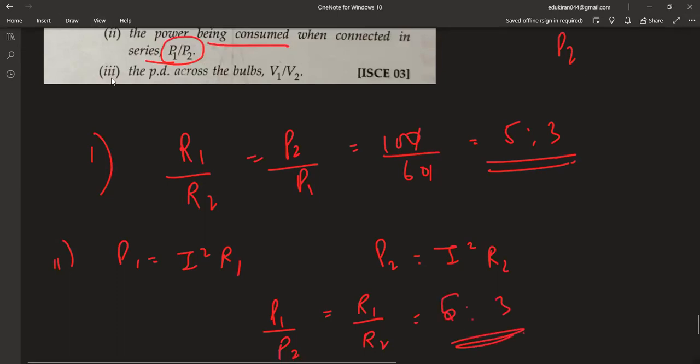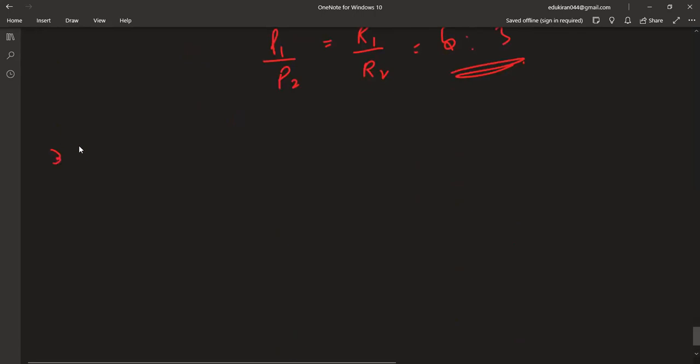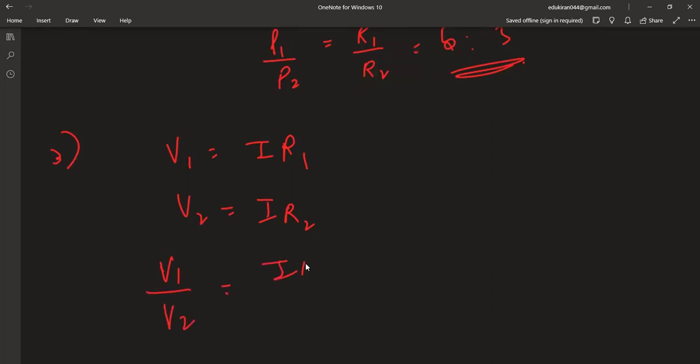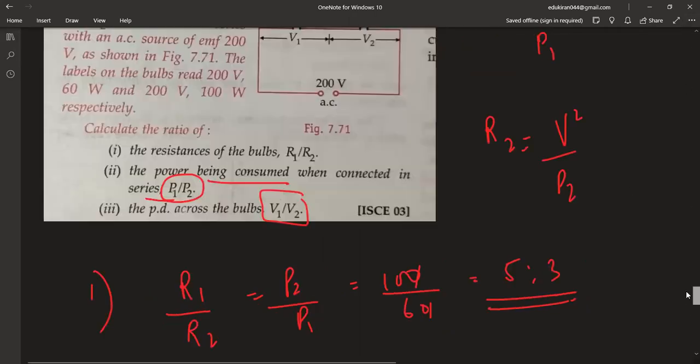Last one says potential difference across the bulb, that is V1 by V2. You have to calculate. See, third part will be voltage, apply Ohm's law, V1 is equal to I R1, V2 is equal to I R2, right? So when you take the ratio V1 by V2, this becomes I R1 by I R2. I cancels. This is equal to R1 by R2, which is again 5:3. So answers for all the parts, this is 5:3. Write it quickly.